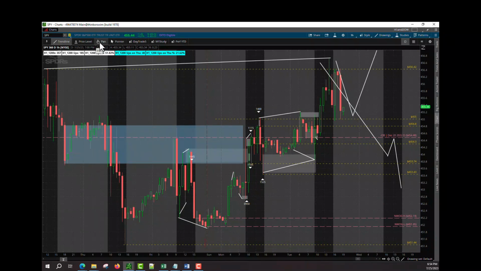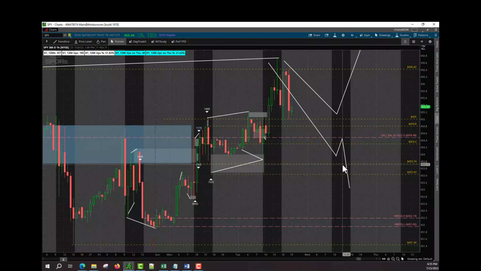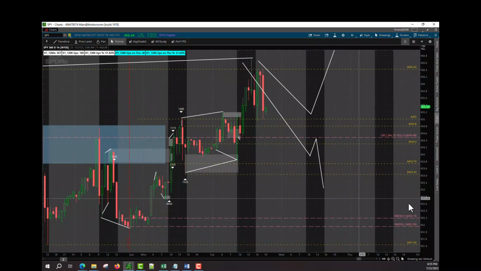Let me fix this again. So we want it to be here, retest this, and go up to take the buy side liquidity. The second scenario is it goes down, breaks this bearish breaker, retests that bearish breaker and keeps going down. So that's two scenarios we're going to see for tomorrow on the 1 hour time frame.